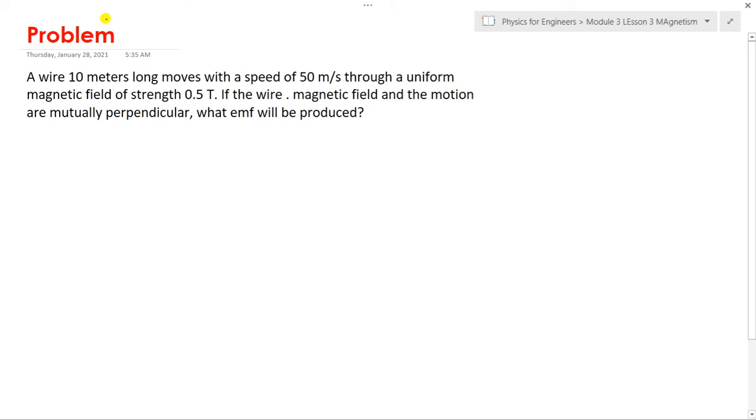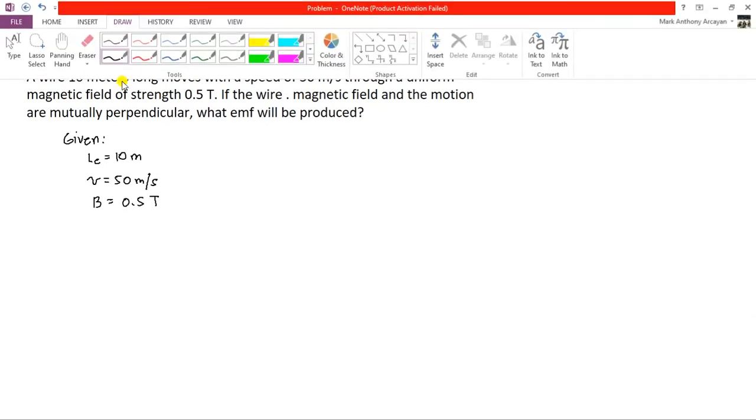So here we have a wire, 10 meters long, that moves with a speed. So given, wire 10 meters long, that is L equals 10 meters, moves with a speed, so it has a velocity of 50 meters per second through a uniform magnetic field of strength 0.5 Tesla. So that is our B, di ba? 0.5 Tesla. If the wire, the magnetic field, and the motion are mutually perpendicular, so all of these parameters are perpendicular, so we can say that it outputs a maximum EMF.